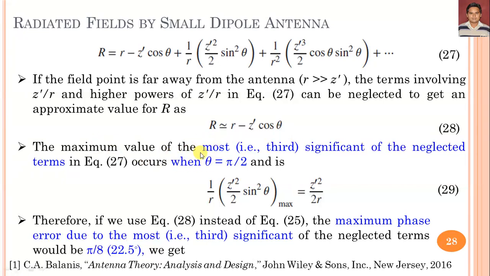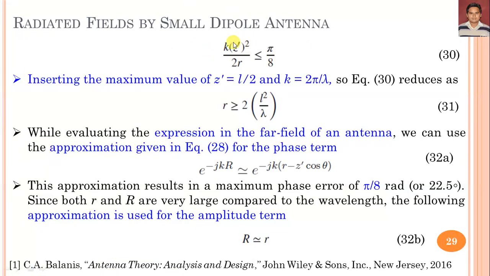So the maximum value of the most significant of the neglected terms in equation 27 occurs when theta is equal to pi by 2. Here you can see 1 by r, z dash square by 2, sin square theta, maximum is z dash square by twice of r, where we put theta equal to 90 degrees. Therefore, if we use equation 28 instead of equation 25, as you can see, this is equation 25 and this is equation 28, the maximum phase error due to the most significant of the neglected terms would be pi by 8, or we can say 22.5 degrees. This is the maximum phase error we can get for this dipole antenna when we are calculating the phase component.